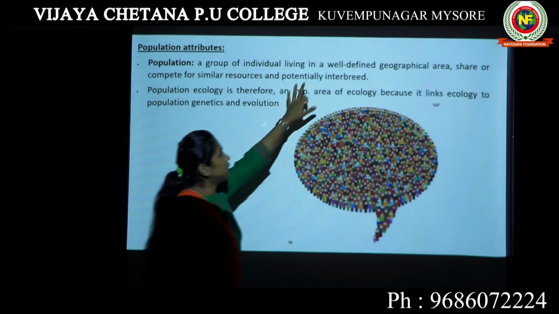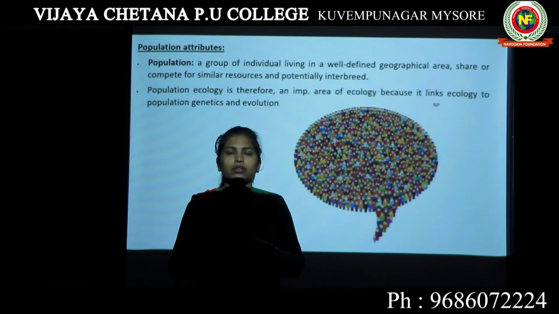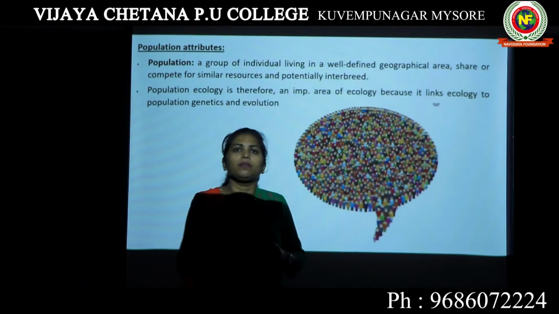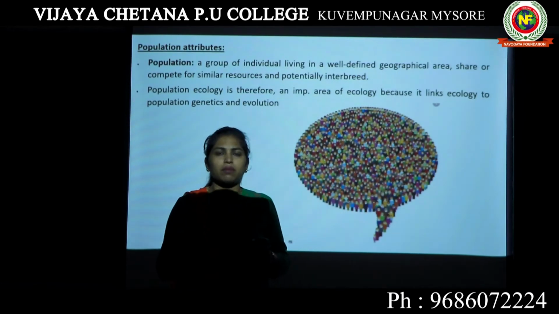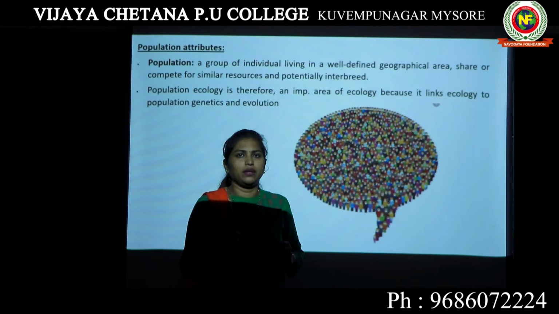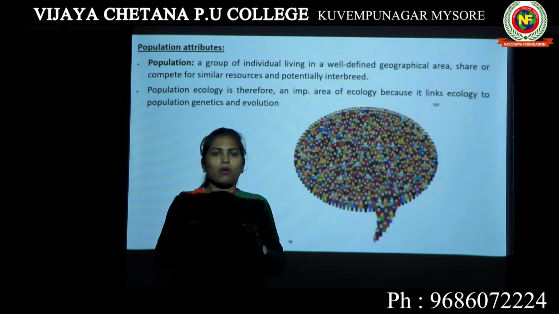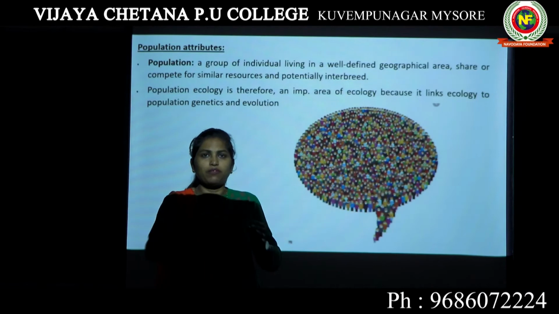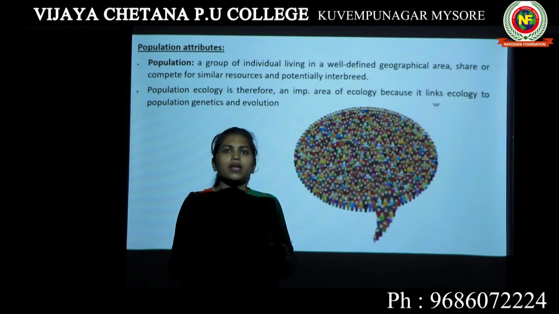And they potentially interbreed. These 10 lions, they will breed among them. They will carry out sexual reproduction and produce offspring. That is known as interbreeding. Breeding is nothing but carrying out sexual reproduction and producing offspring. These 10 lions have to find their partners among these 10 lions, because they are a population living in that particular geographical area. They will find their partners. They will carry out sexual reproduction. They will mate with each other. They will produce offspring. This is the speciality of a population.